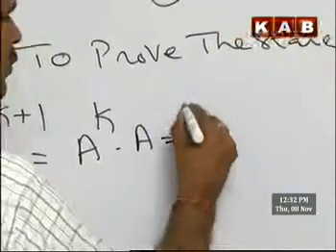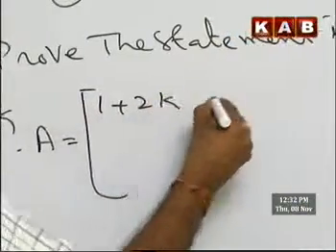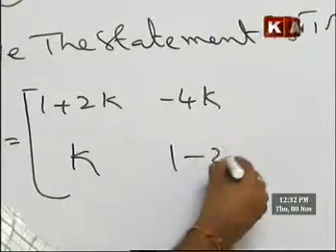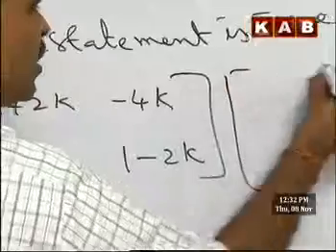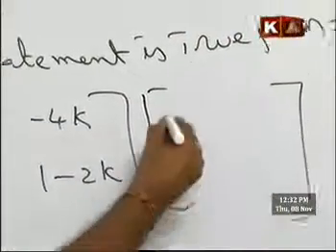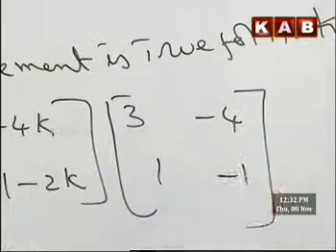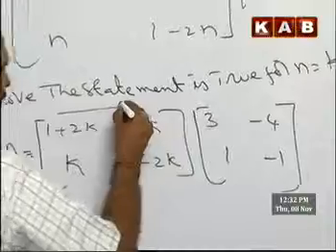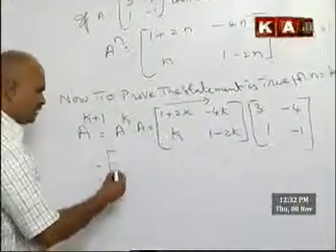This is equal to a power k. Already we know that 1 plus 2k, minus 4k, again k, again 1 minus 2k. It is a power k into a. Already we know that a is 3, minus 4, 1, minus 1. Now I have to multiply these two, a power k into a. This I can multiply properly like this.